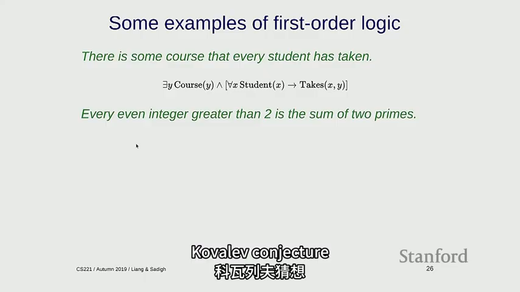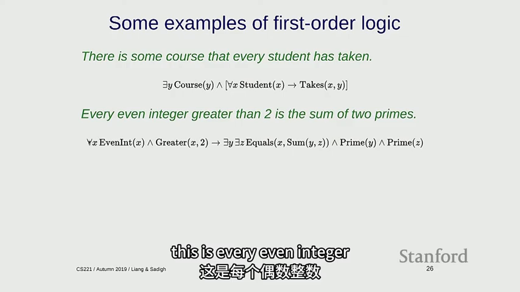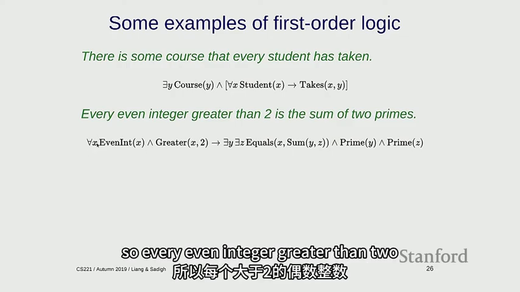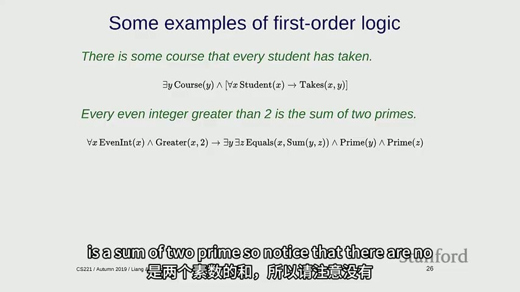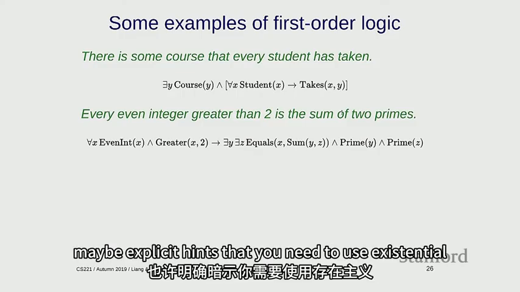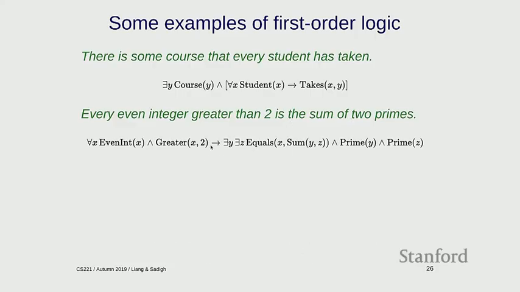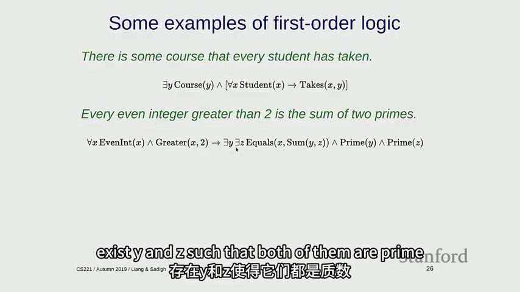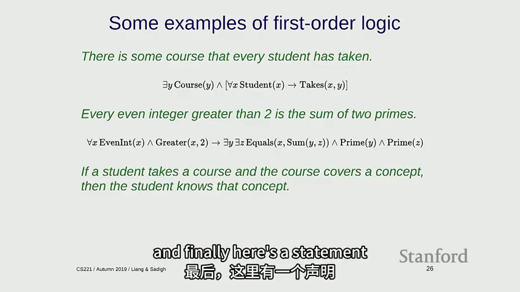Okay, what about Goldbach's conjecture? Every even integer greater than 2 is a sum of two primes. So every even integer greater than 2 implies that it is a sum of two primes. Notice that there are maybe no explicit hints that you need to use existential, but the fact that these two primes are underspecified means that it should be exists. So there exists y and z such that both of them are prime, and the sum of y and z is x.